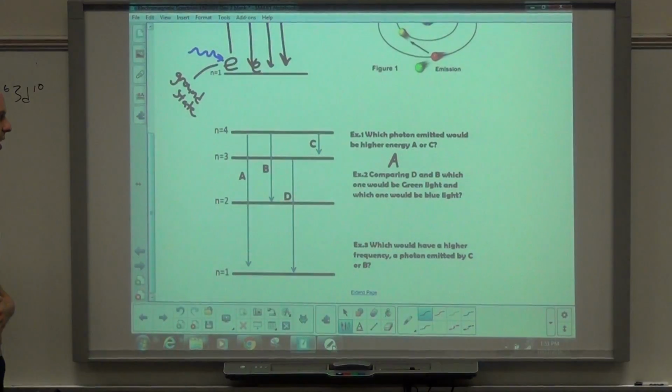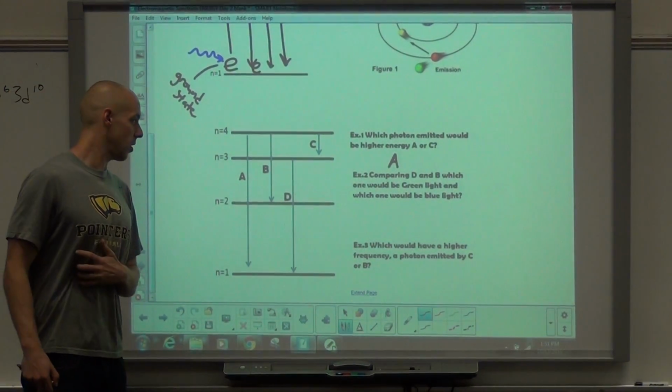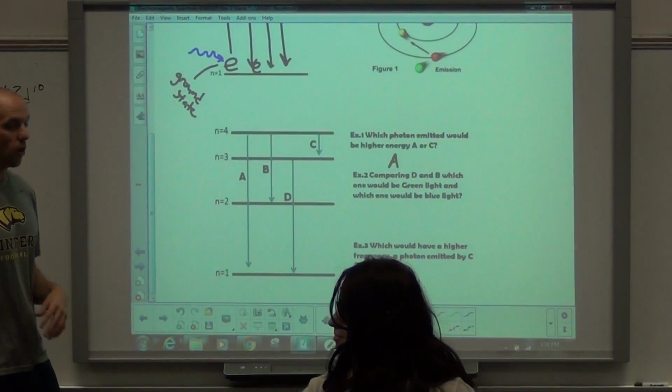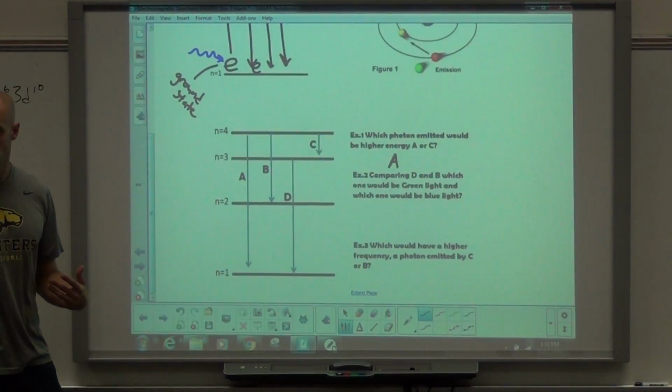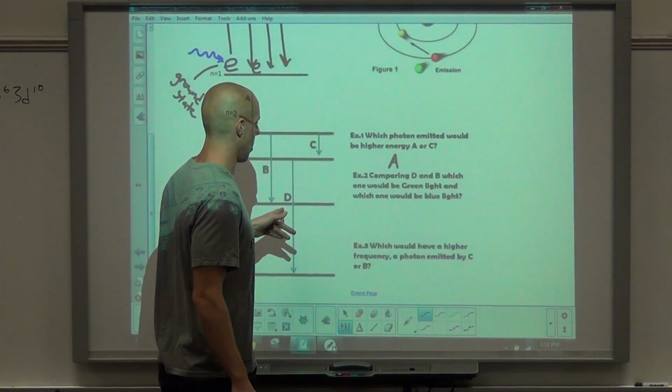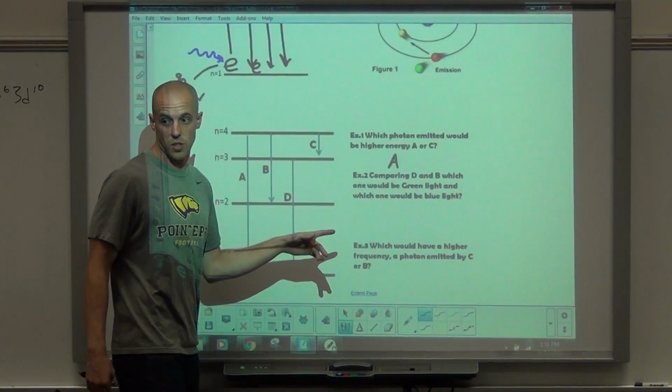Which one would be green light and which one would be blue light? Okay, so why would B be blue light? I mean, D would be blue light. D would be blue light. Exactly. How do you know that? Because it's longer wave. I mean, shorter wave. No, you're wrong. I'm sorry. D would be blue light. Yeah. D is shorter waves.